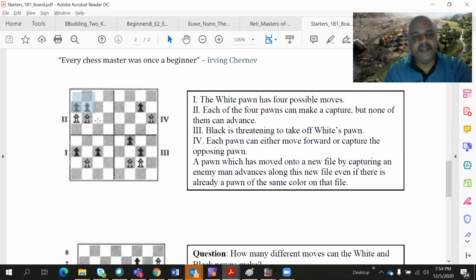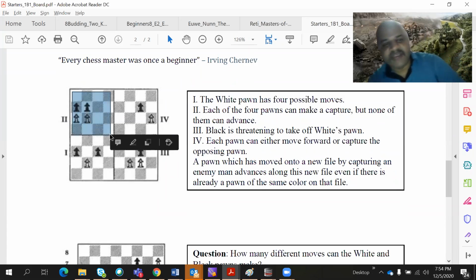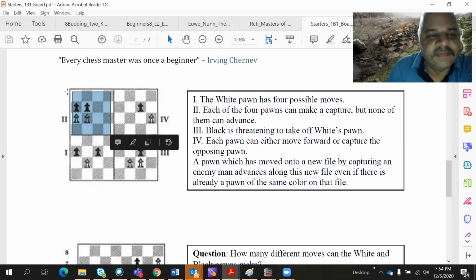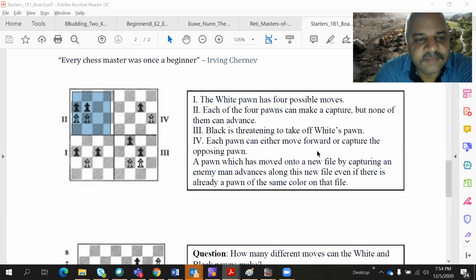So here, if you look at the highlighted quarter of the board, how many possible moves does white have? Can you tell what move options white has? How many? Two. Yes, each one of them can capture the other pawn, either the left side or the right side pawn. And similarly, black to play also has two possible moves.